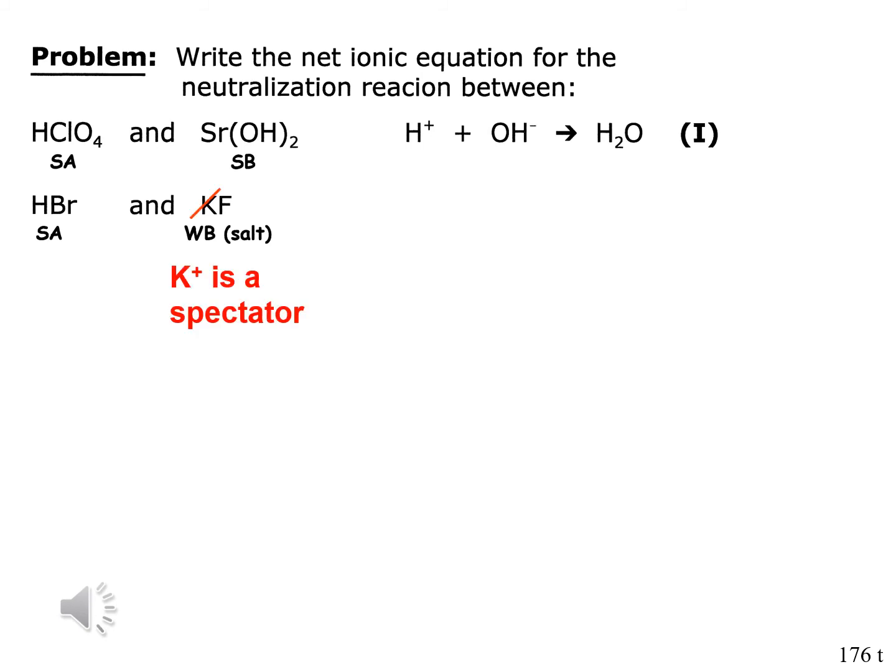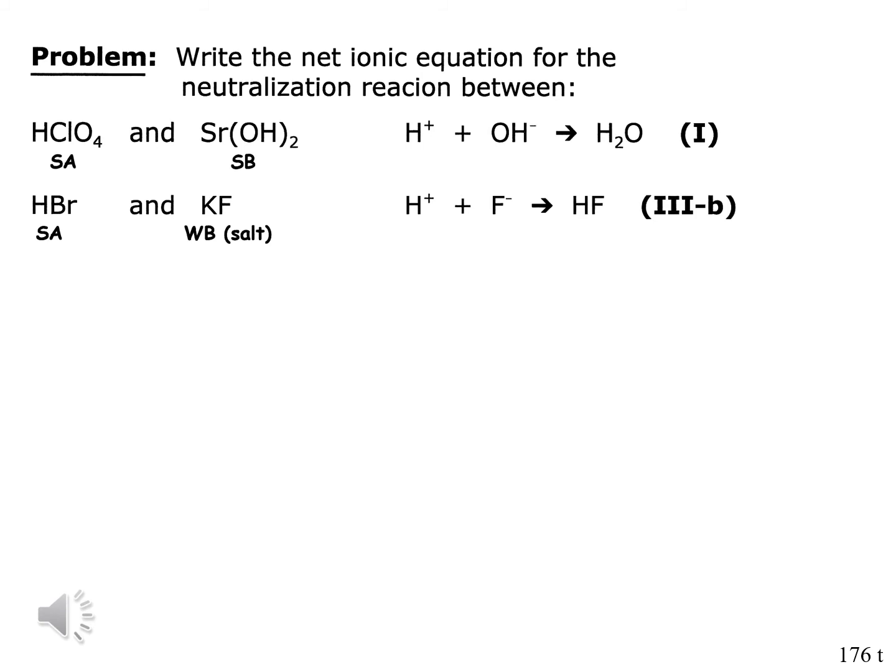So the K really acts as a spectator, and you're only going to worry about F minus. You write the strong acid as H plus and the weak base as F minus, and whenever that happens, they slap together. And that's the net ionic, which is officially a type 3B. I can write either the acid or base first. So in this one, writing the base first, I'm going to mix ammonia and nitric acid.